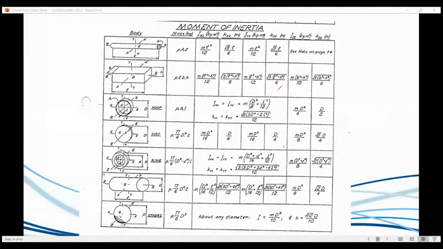So Iz plus Iy, you should get Ix. And if you do this over here, the x and y, you should get z. But in this case, it's the same about any axis for a solid sphere, that's all the same. So that is how they essentially get these axes, using the perpendicular axis theorem.